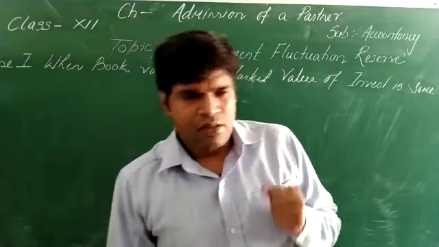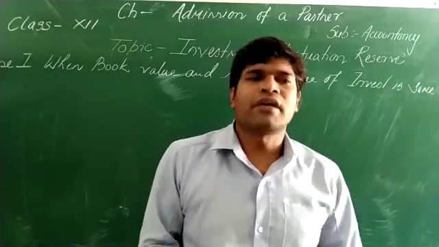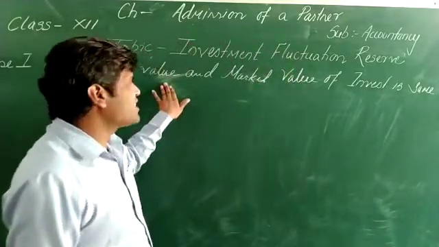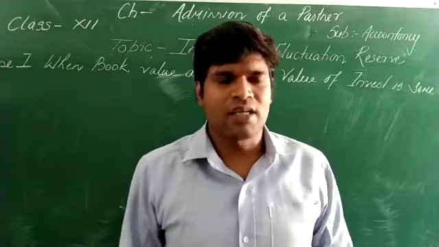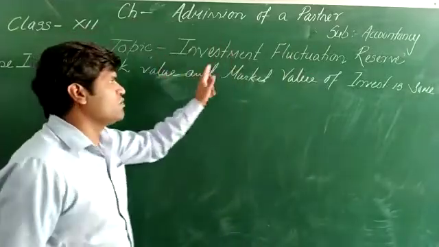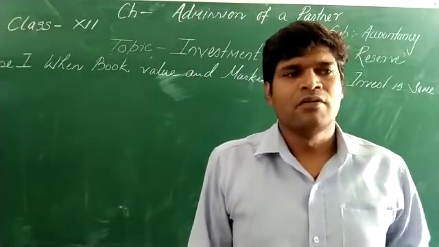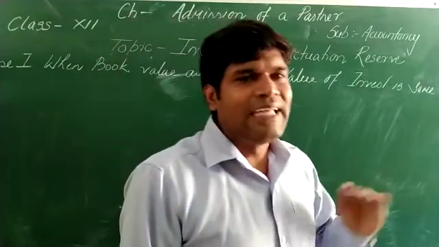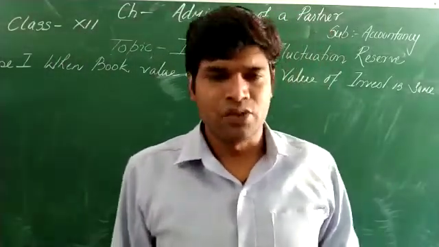Here the meaning is, suppose I have an investment of 1 lakh, this is my book value, and the market value is also 1 lakh. So here my book value is the same as the market value. So there is no loss in this investment. In this case, we simply distribute this Investment Fluctuation Reserve fund to the old partners in the old ratio, because there is no loss. So in case of no loss, directly this fund will be transferred to the old partners in the old ratio.